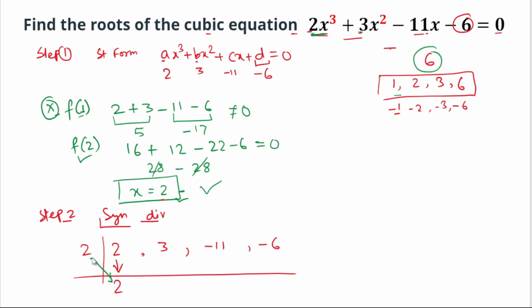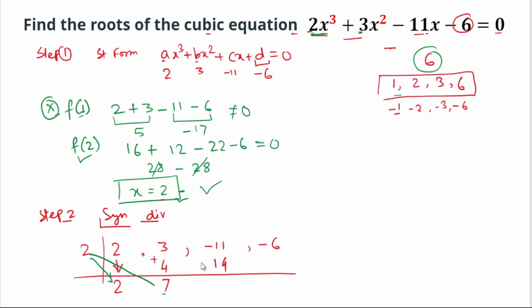We have 2 here, so 2 2s are 4. We'll write it here, 4, and we will add it and it becomes 7, so we'll write 7. Now in the next part we have 7 here, so we'll multiply by 2 with 7 and we'll write it here. 2 7s are 14, so we'll write 14 here.